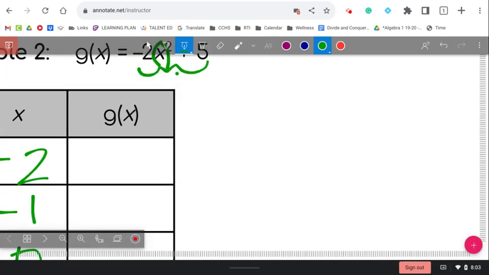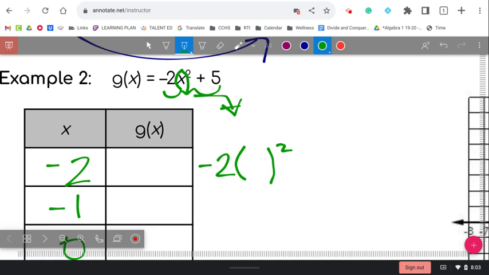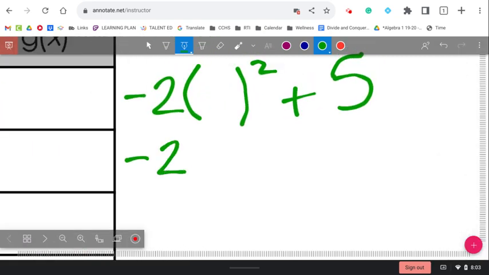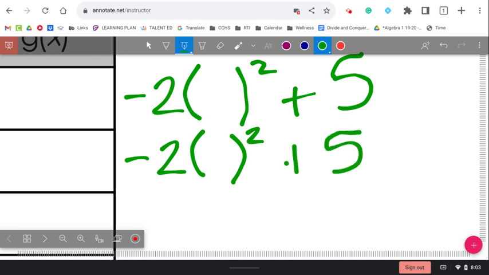So I'm going to bring this down. -2, parentheses, squared, plus 5. And you guys, please make sure you write this all down. This is a lot to write down, yes, but you will be getting points for it. So don't slack off on the writing part. If you can write it down, those are pretty easy points, you guys.